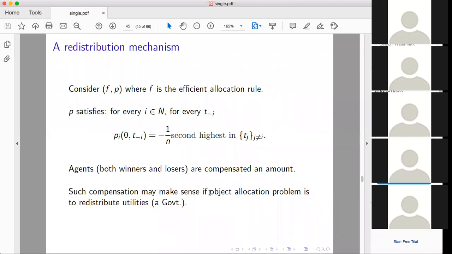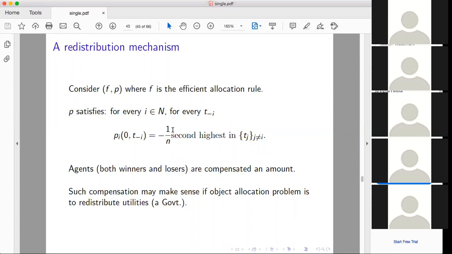In the Vickrey auction, Pi 0 T minus i is equal to 0. That's what I'm going to change here. I'm not going to have Pi 0 T minus i equal to 0. I'm going to define Pi 0 T minus i equal to minus 1 over n times the second highest in the types of other agents. So second highest in Tj, j not equal to i. Okay, and you'll see why such a choice has been made, and basically it leads to some nice redistribution property.